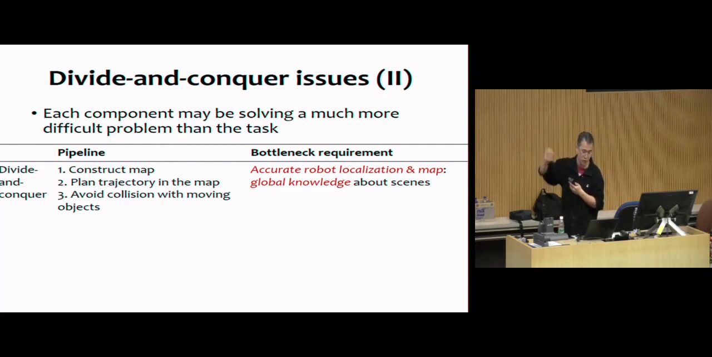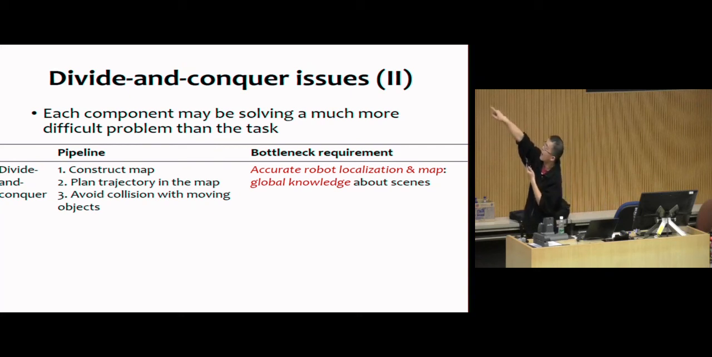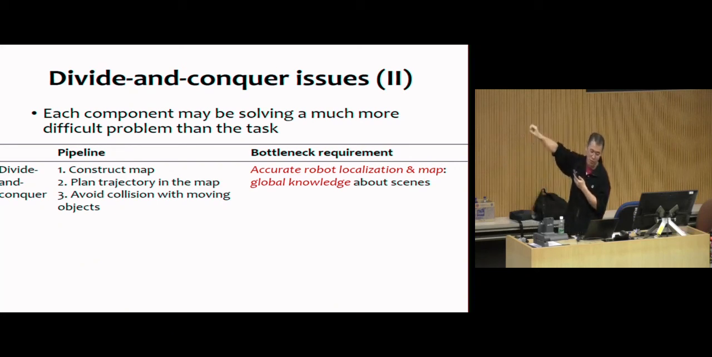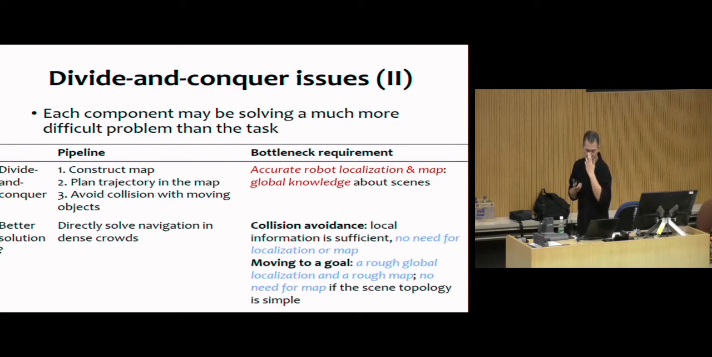So in order to solve the second task, I need very high accuracy for the first task, so accurate localization and map. This requires global knowledge about the scenario, which is very difficult to accomplish in reality. This makes the entire problem very, very difficult, because SLAM is a very difficult problem. So a better solution actually is, can we directly solve the navigation in dense crowd problem? So how can we do that?